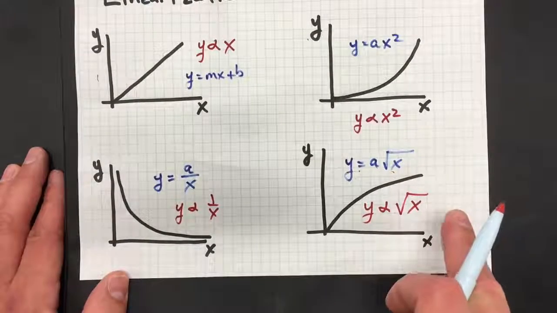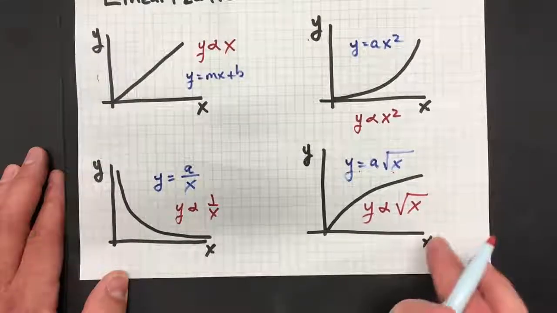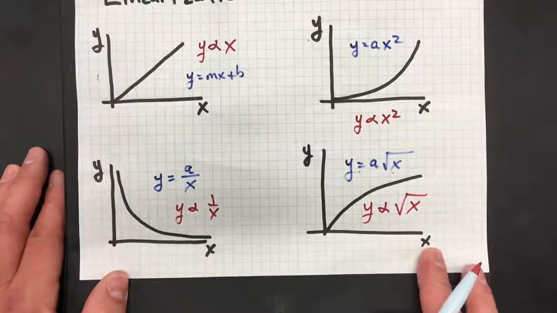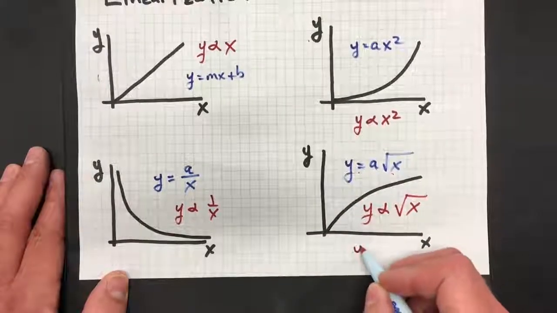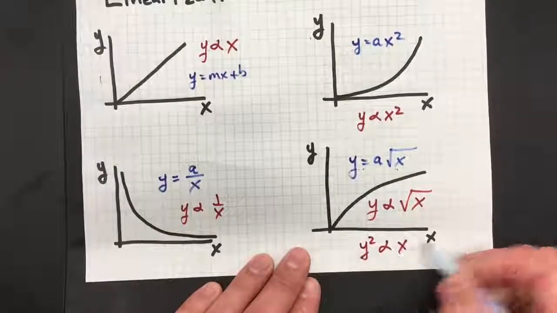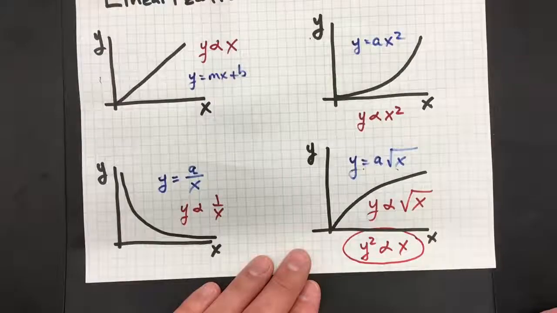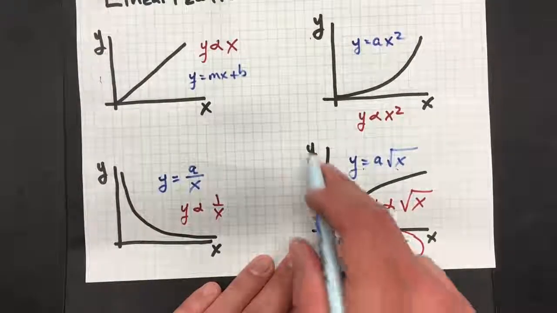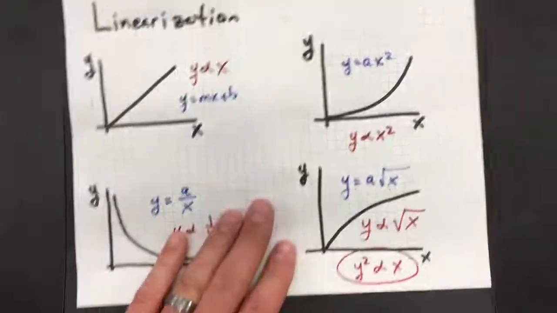So I would be hesitant to ever put a square root of a value onto an axis. You can always just do the math here and square both sides so that y squared is proportional to x. And this is what I would put on my next graph to linearize it. I would have y squared and x, and then you get a linear relationship.